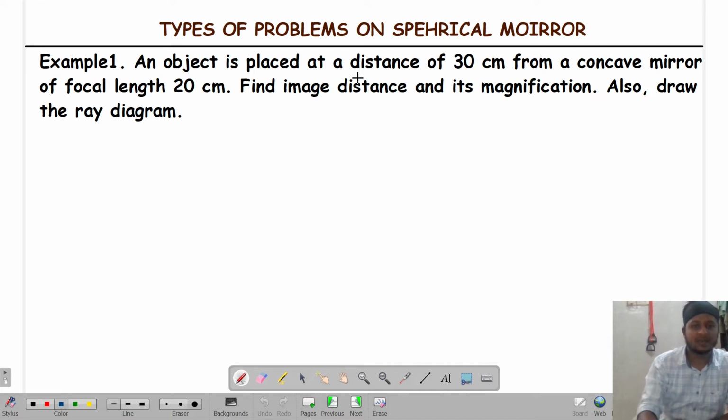What is it saying? An object is placed at a distance of 30 centimeter from a concave mirror of focal length 20 centimeter. Find the image distance and the magnification. Just to show you the sign convention a little bit, I have taken this question.